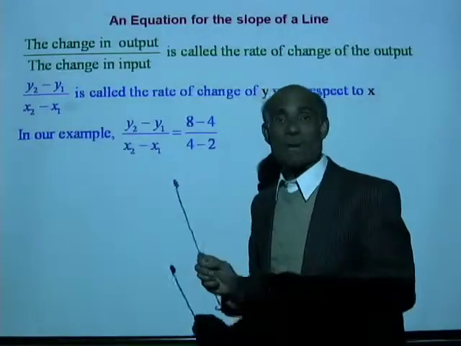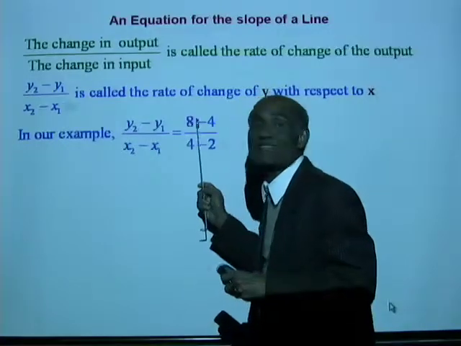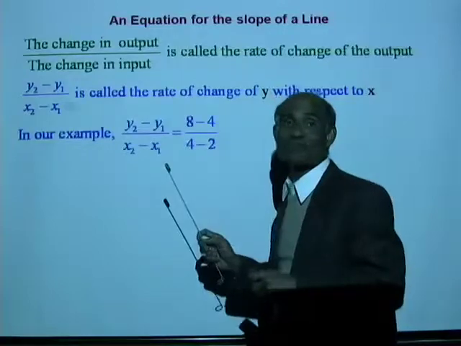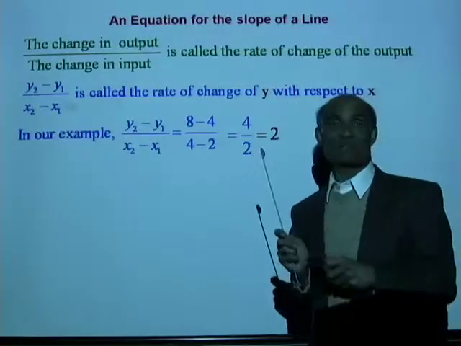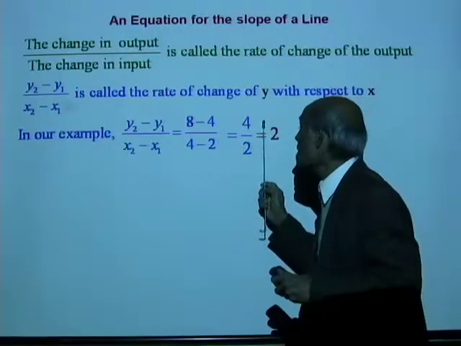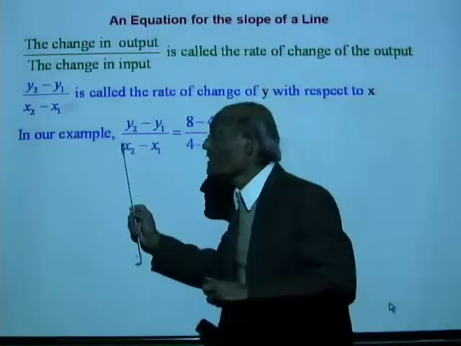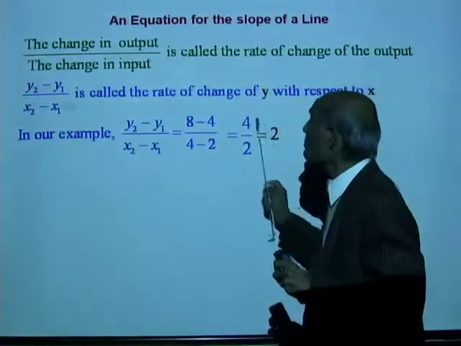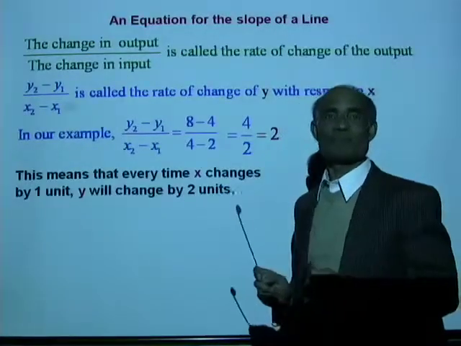So the change in y divided by the change in x is the rate of change of y with respect to x. And in the example we developed, y2 minus y1 is 8 minus 4. x2 minus x1 is 4 minus 2. And that is 4 over 2. That is equal to 2. So again, what is the significance of this 2? Every time the input changes by 1 unit, the output will change by 2 units. That's the meaning of that.